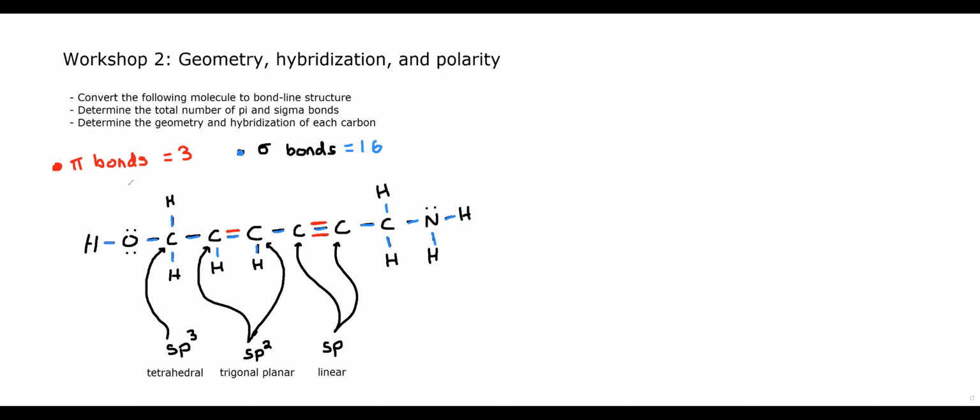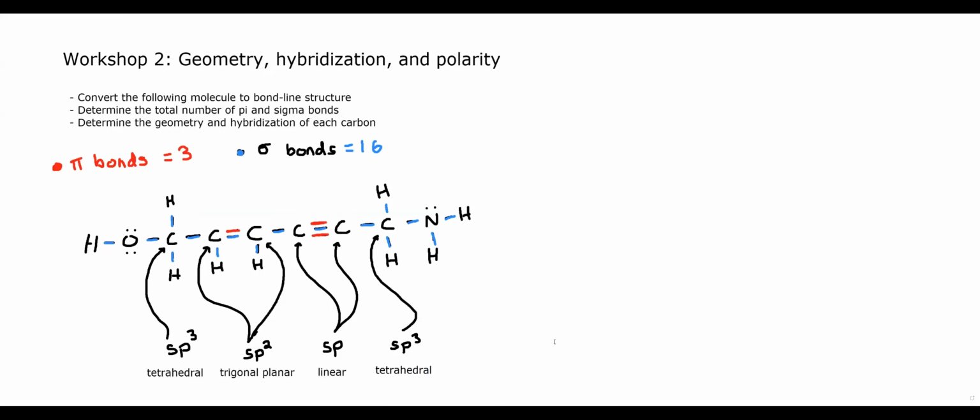And then the final carbon, again, just like the first one, connected to 4 things, single bonds, is sp3 hybridized, and tetrahedral.